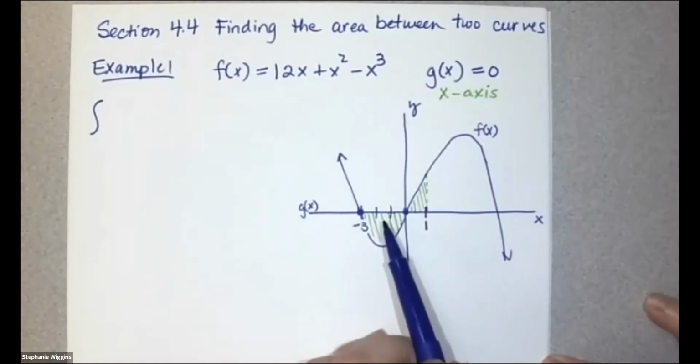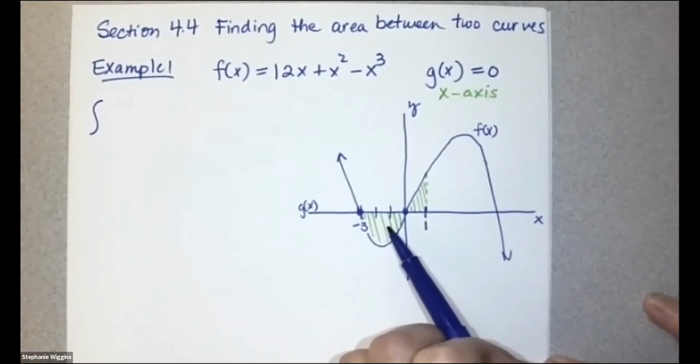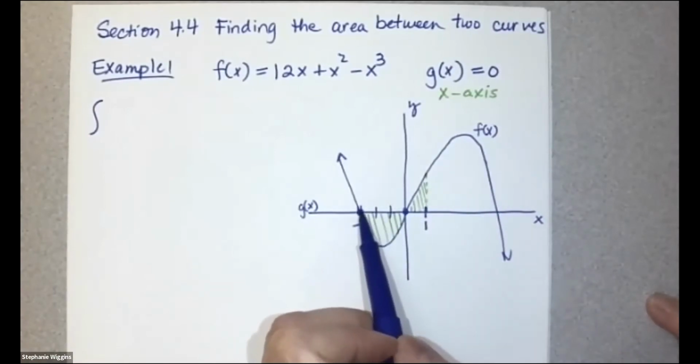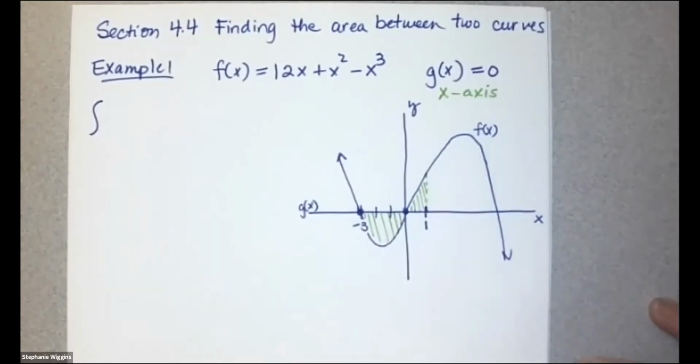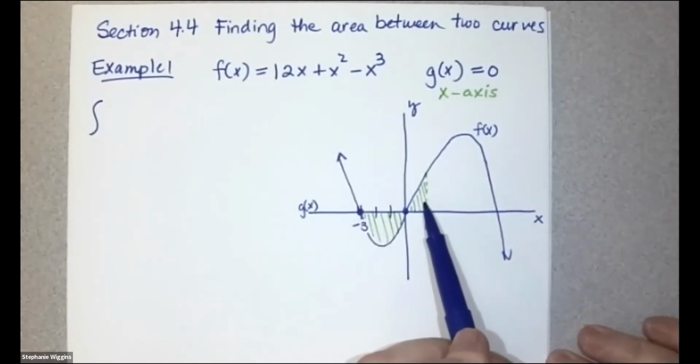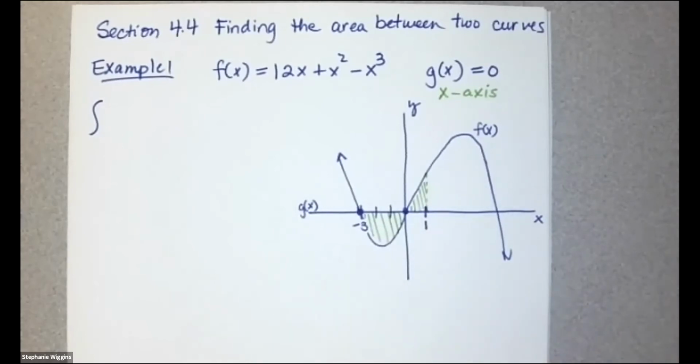Because I'm going to get a negative answer here if I don't do it correctly, if I just integrate from -3 to 1, I'm going to get this area minus this area. And I don't want that. I want to find the area. I want to find this area and this area. So I'm going to treat them separately.